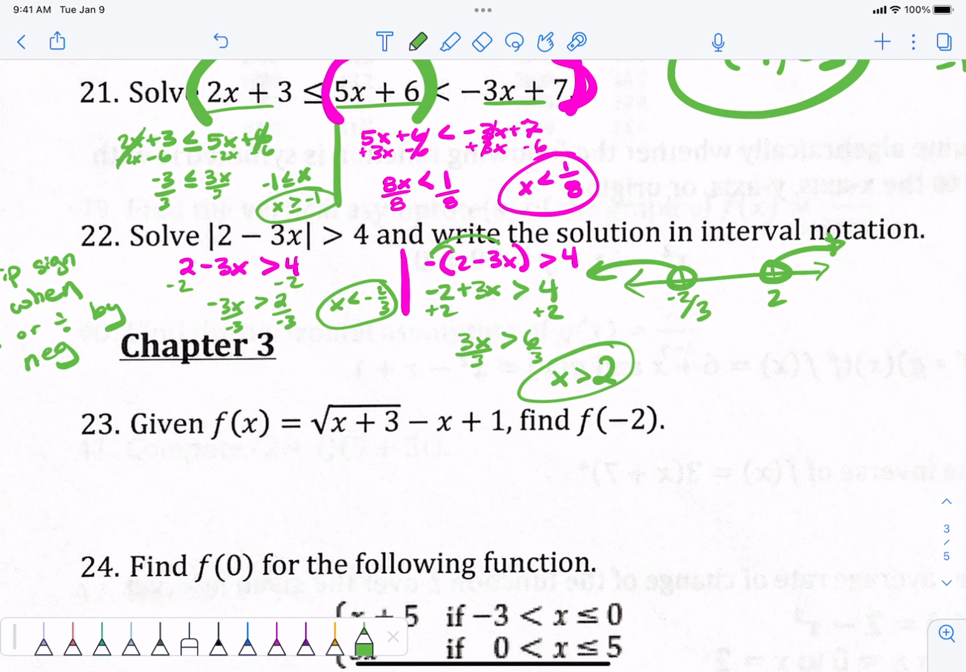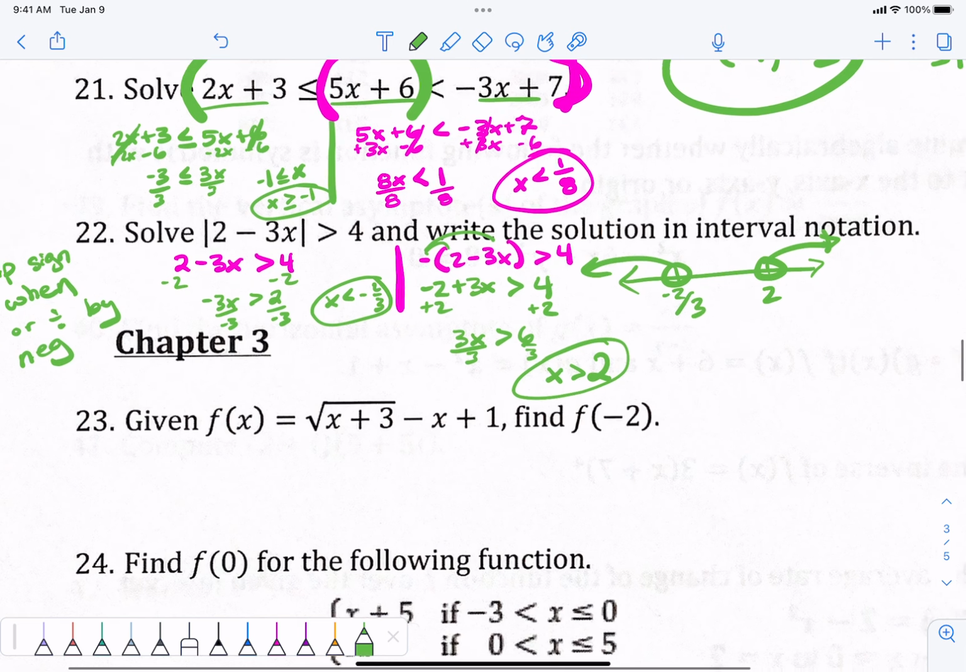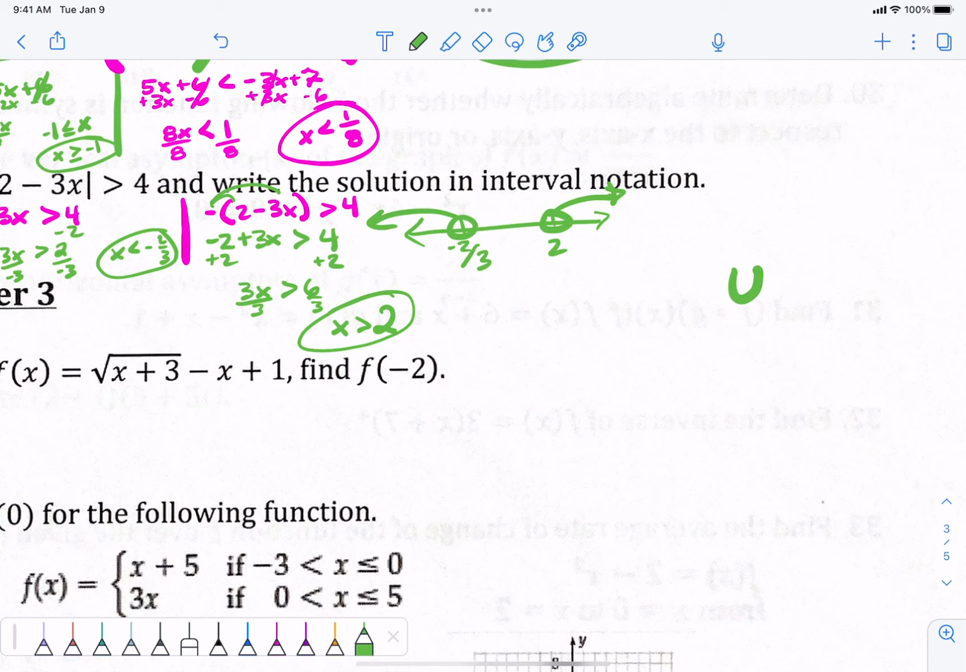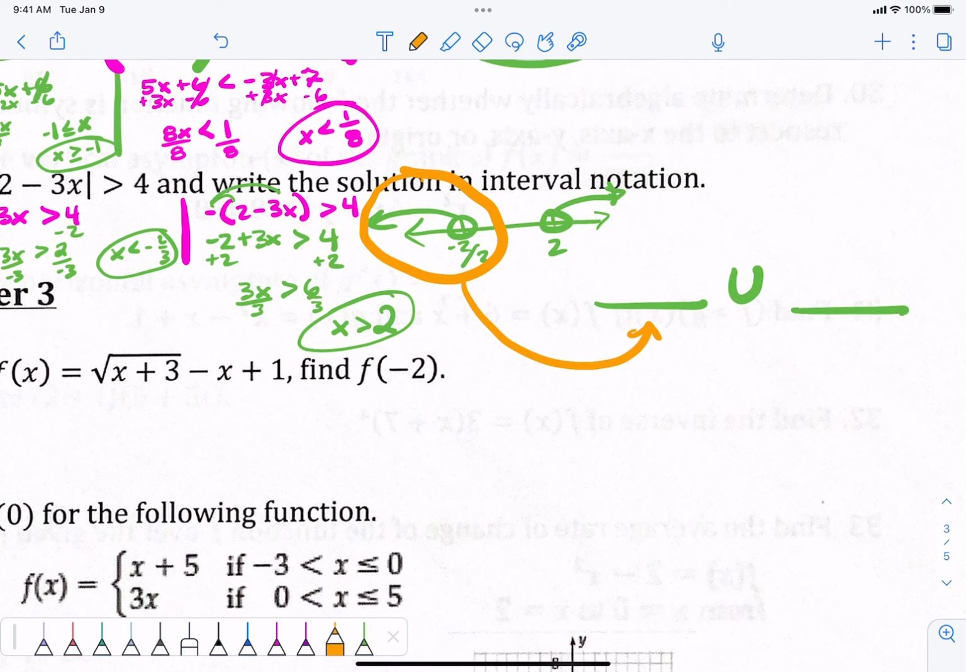So when we do our interval notation, we're going to have two pieces. We're going to have a union. We're going to have something here and we're going to have something here. Just this chunk right here. The very right that he goes is negative 2/3. That's the furthest right that he goes. The furthest left that he goes is forever, which is negative infinity. Paren, paren.